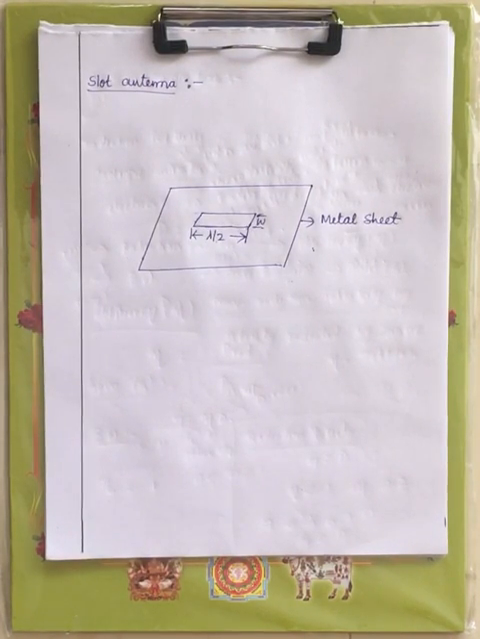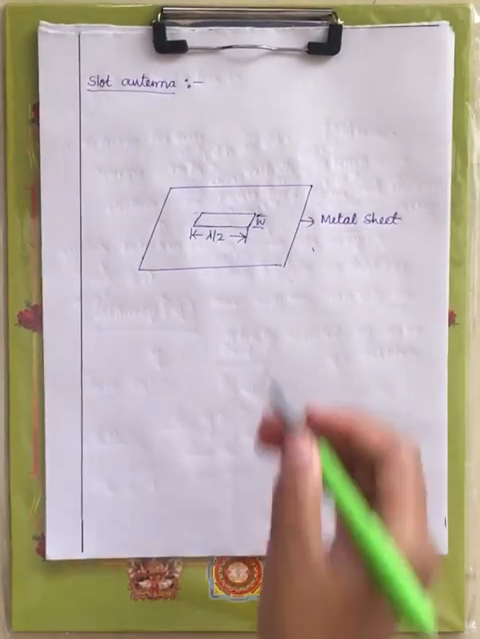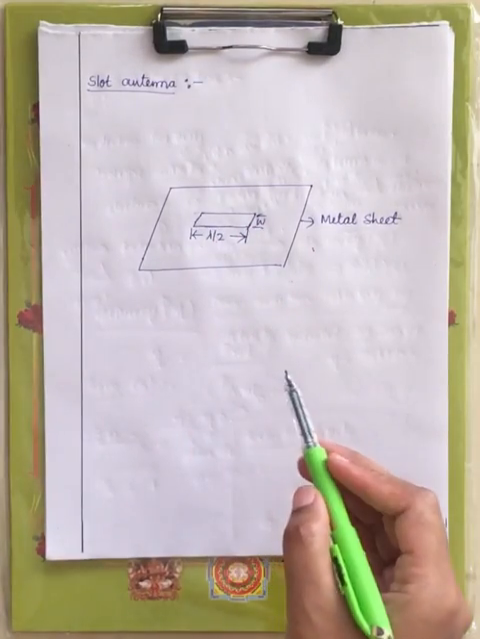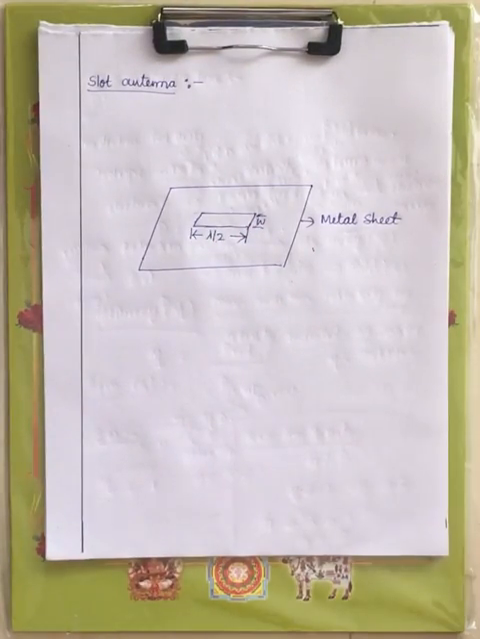The slot antenna supports longer distance communication. Because you are making a slot on the metallic sheet or conductor sheet, that's why it is called a slot antenna.